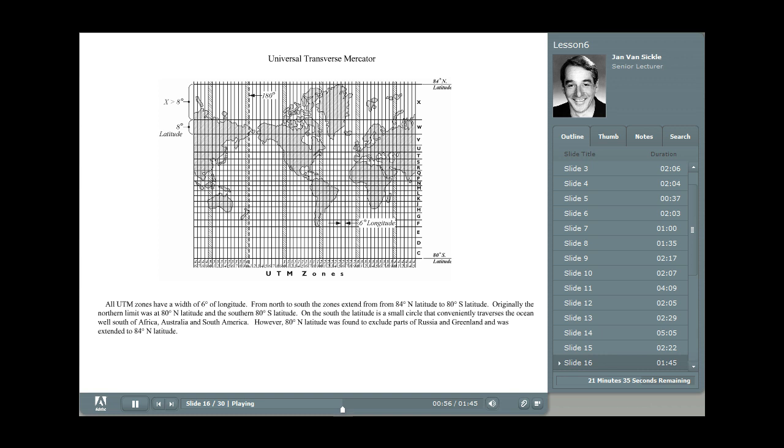Now you notice over here on the right, in this image, you will see letters of the alphabet. C, D, E, F, G, H, no I, because it's too close to 1 and could be confused. J, K, L, M, N, no O, it could be confused for 0. P, Q, R, S, T, U, V, W, X, and no Y, Z.